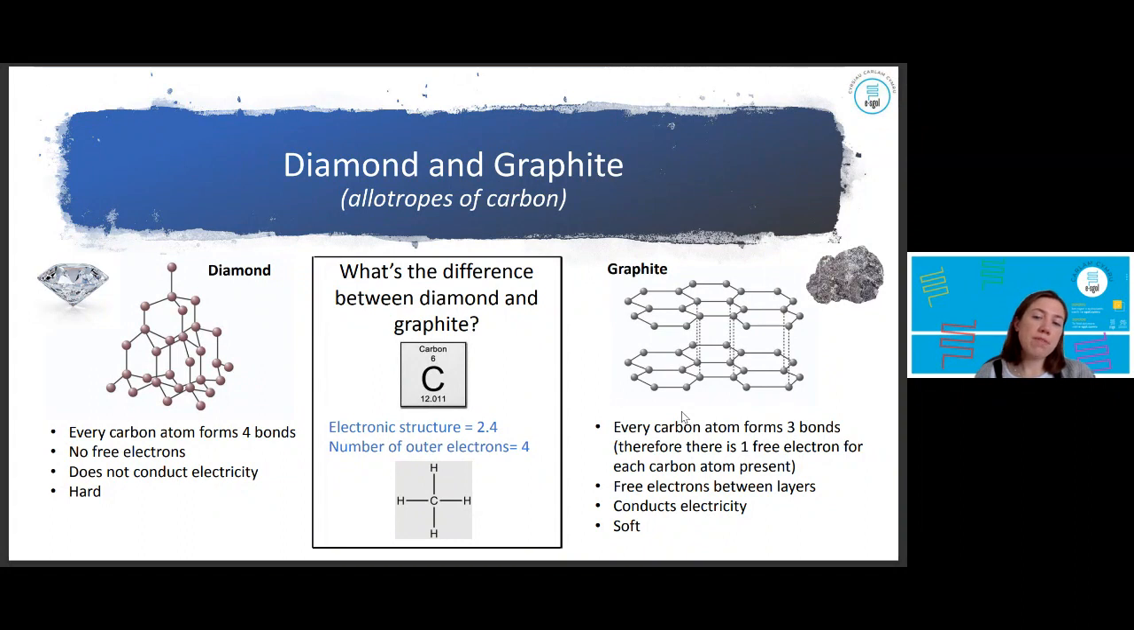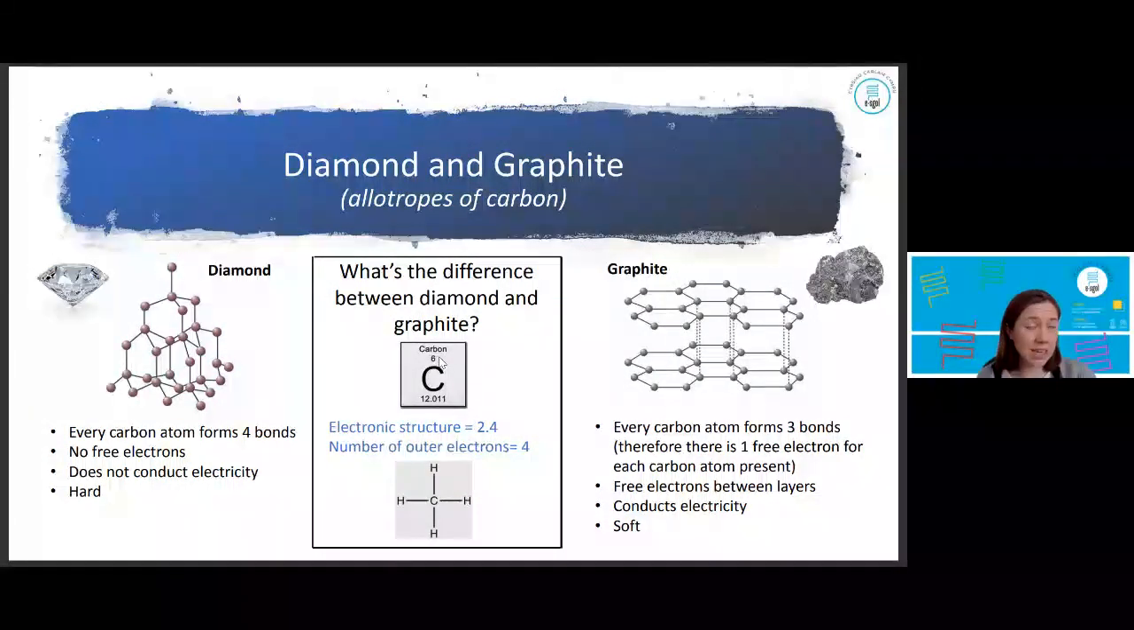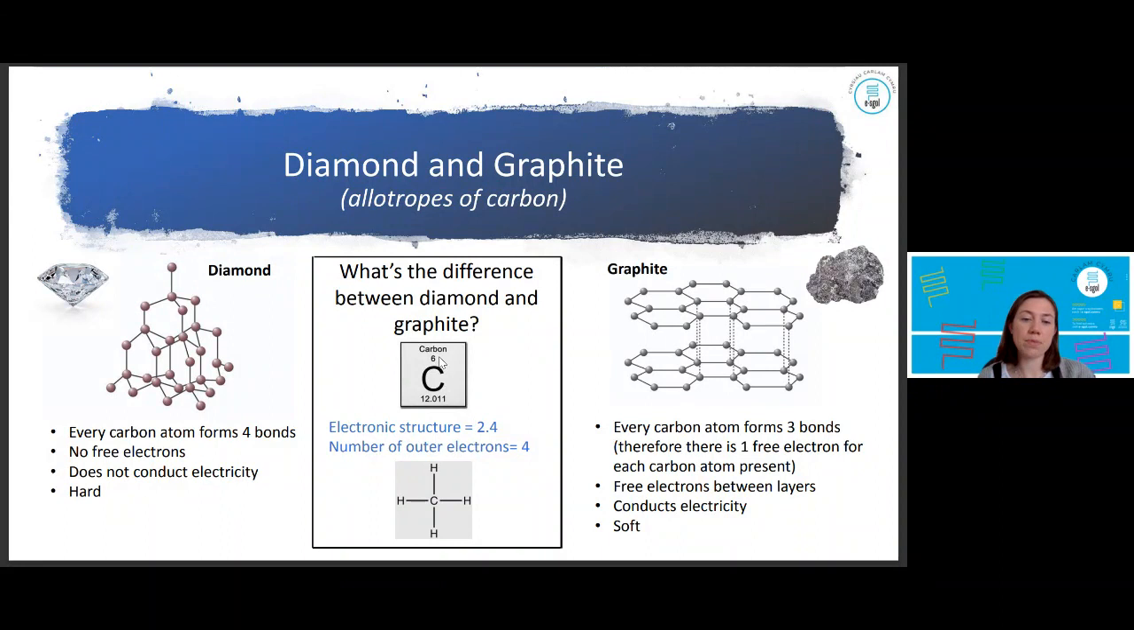Well, before we go through that, I just want to bring you to have a look at carbon from the periodic table. You can see here that we've got 6 electrons present in carbon. Remember, if the number of protons is 6, the number of electrons is also 6. That gives you an electronic structure of 2.4, which means that each carbon can form 4 bonds, because it has 4 outer electrons. Keep that in mind. Let's have a look at diamond to begin with.